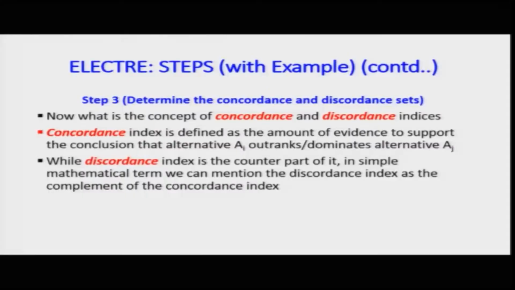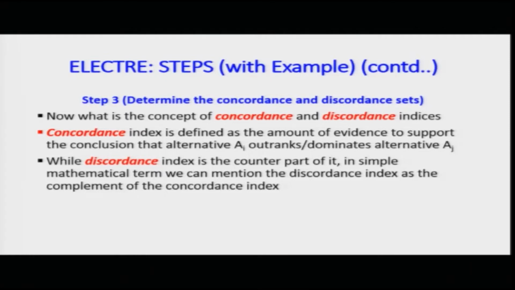In the third step, you determine the concordance and discordance sets. Now, you are going to divide the liking and the disliking set in such a way that combining them you can get an overall relative ranking. Now, what is the concept of concordance and discordance sets? Concordance index or sets are based on which you will have the sets. Indices will give you the way you take the values and put them either in the concordance set or in the discordance set. So, the concordance index value is defined as the amount of evidence to support the conclusion.